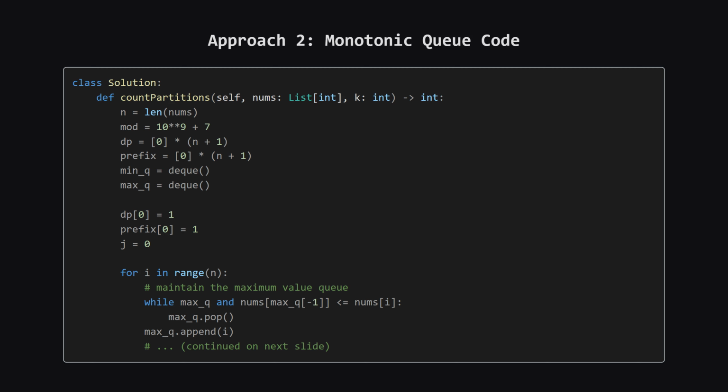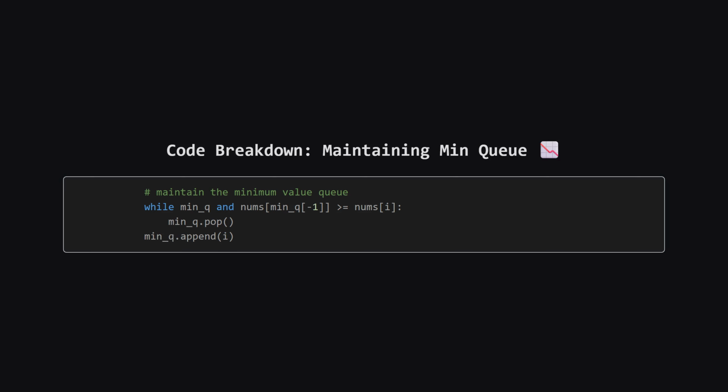We remove elements from the back of the queue if they are smaller than our current number. This keeps the queue sorted in descending order, so the biggest element is always at the front. We do the exact same thing for the minimum queue, but with the logic flipped. We pop elements from the back if they are larger than or equal to the current number. This ensures that the indices in min_q correspond to increasing values, so the smallest element is always at the front.